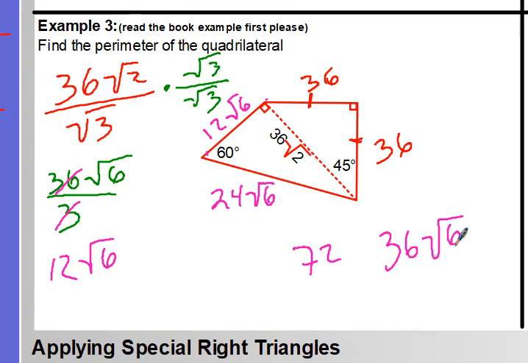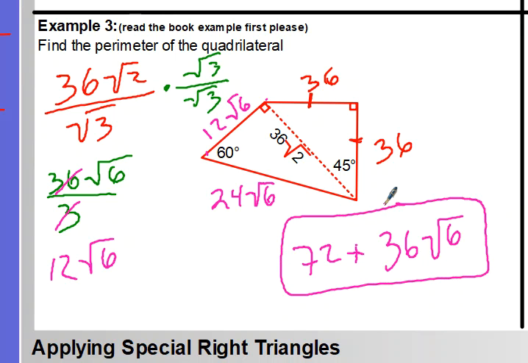Now, can I combine into one value, one term, 72 and 36 root 6? No, because this is a root 6, this is not. So the only thing I can do is leave it as an irrational number. Now, if it said round to the nearest whatever, I can find the decimal equivalent of root 6 and multiply it by 36. But that's really where I'm stuck.